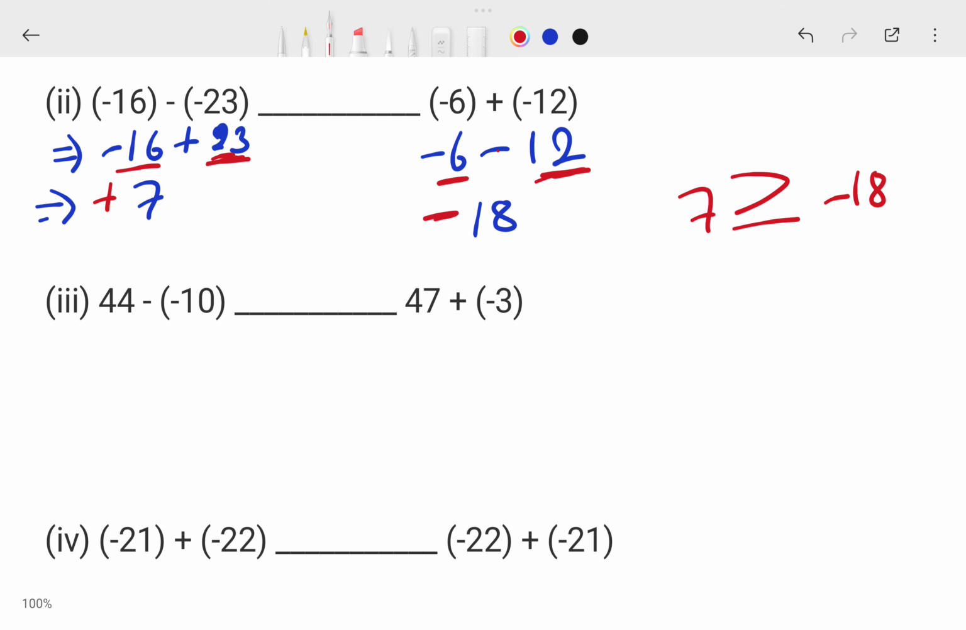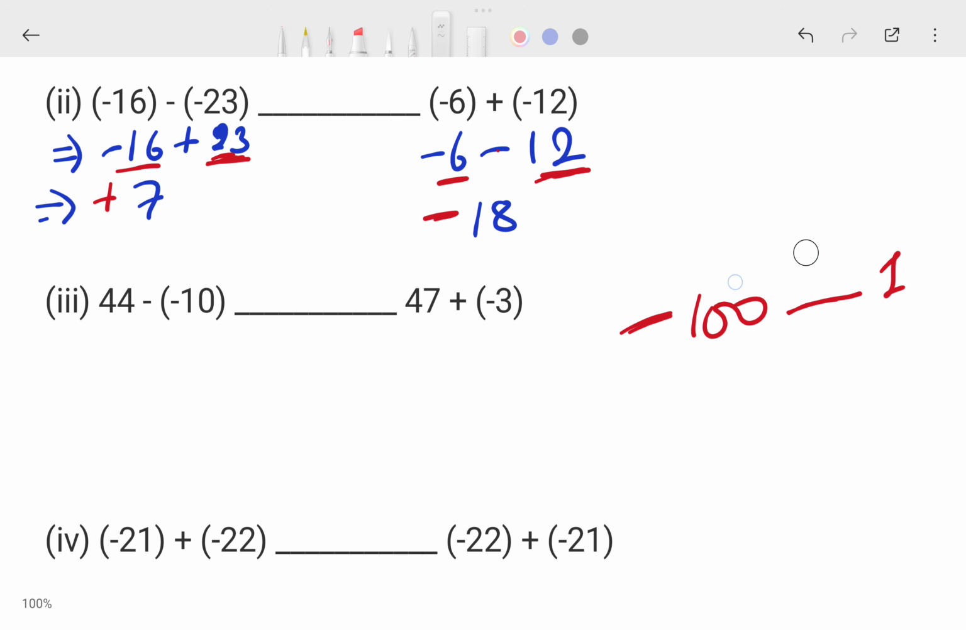If it is given minus 100, or 1 is given, in this one, 1 is greater. Why? A positive number is always greater. Remember that a positive number is always greater. That's why here we have to put the symbol like that. Because in this one, plus 7 is greater. Understand? For the understanding purpose I am solving this one.